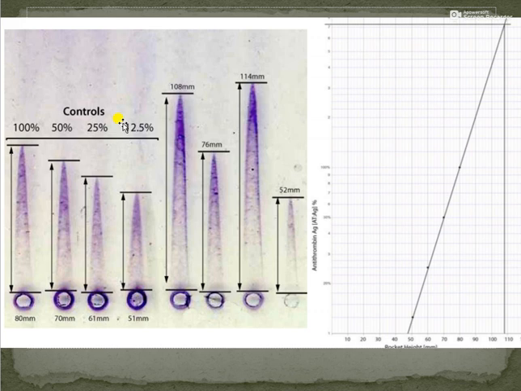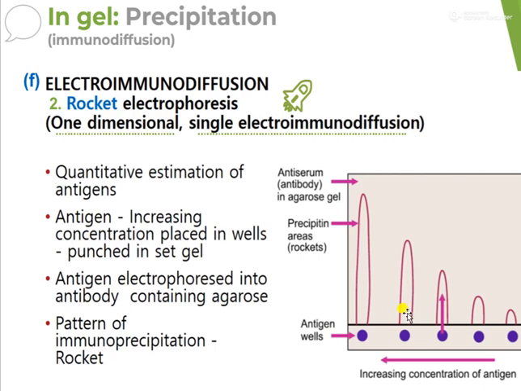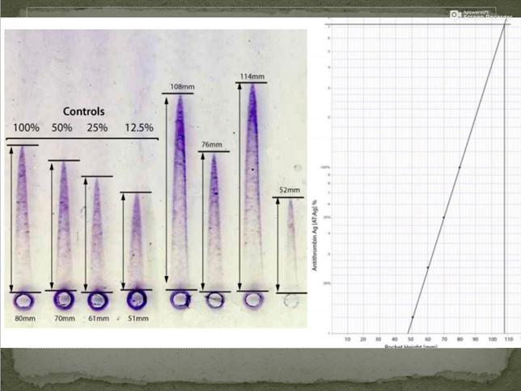Now you can see this one which has been depicted. It's an example of a rocket electrophoresis. So if you want to check how much antigen is present in a sample, you can do a rocket electrophoresis.